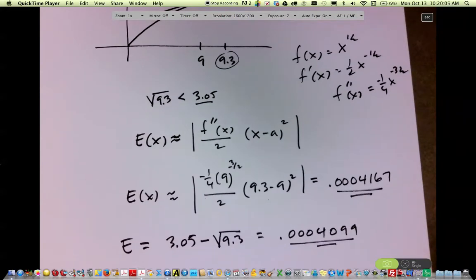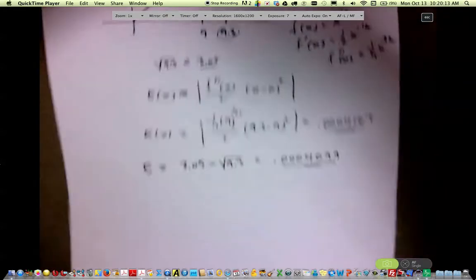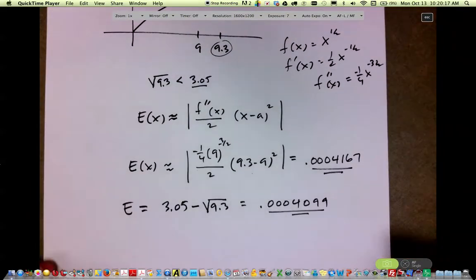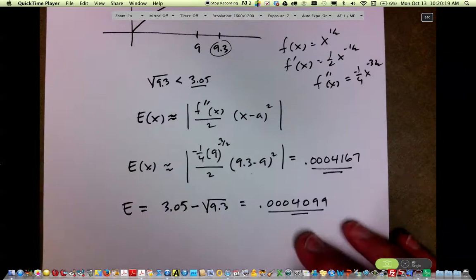That's not nearly as important as being able to find the local linearization and use it to approximate the value of a function, but I think there might be one or two questions where you're asked to find the approximate error, and that's the way you're intended to do that.